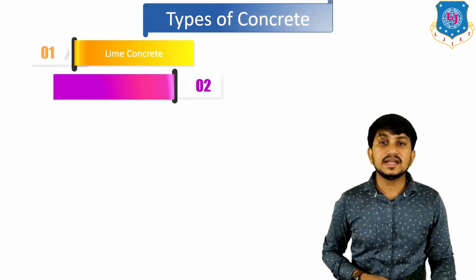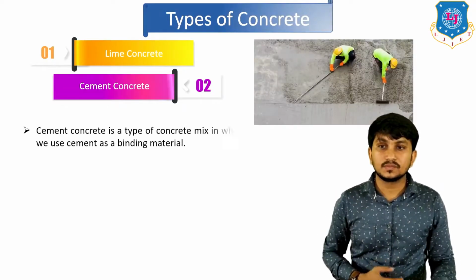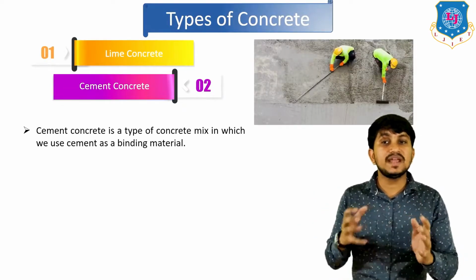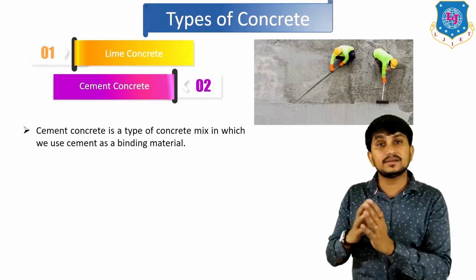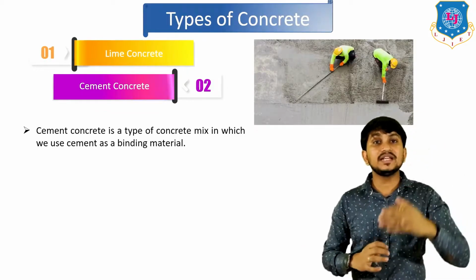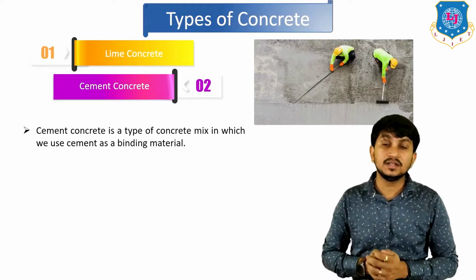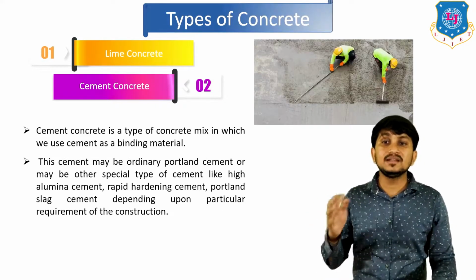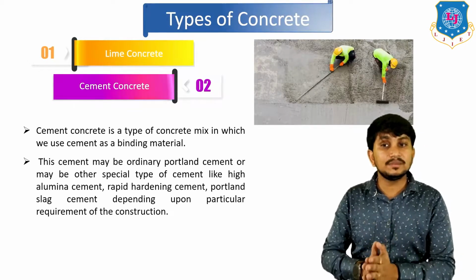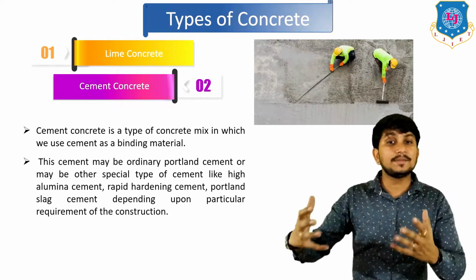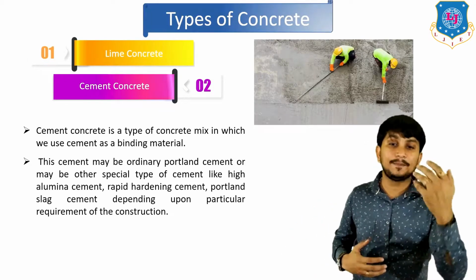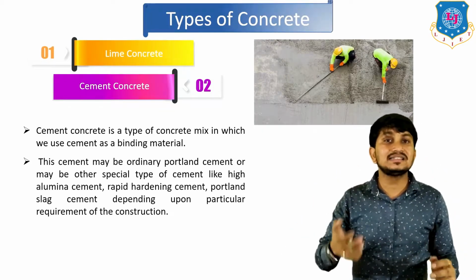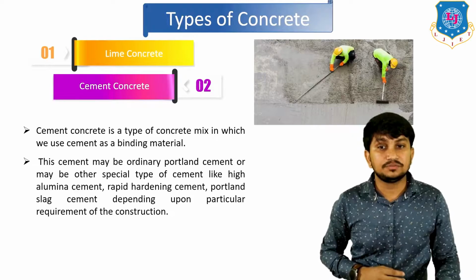Second is cement concrete. Cement concrete is a type of concrete mix in which we use cement as a binding material. In lime concrete, we use lime as a binding material. In cement concrete, we use cement as a binding material. This cement may be ordinary Portland cement or some special type of cement like high alumina cement or rapid hardening cement, which we have discussed in the first lecture of this chapter.